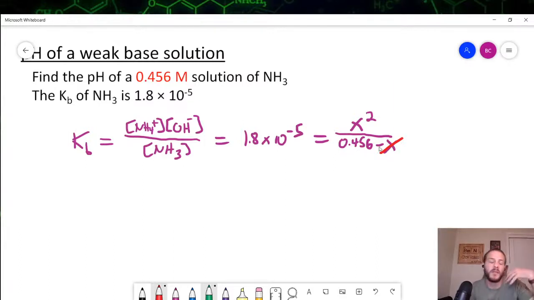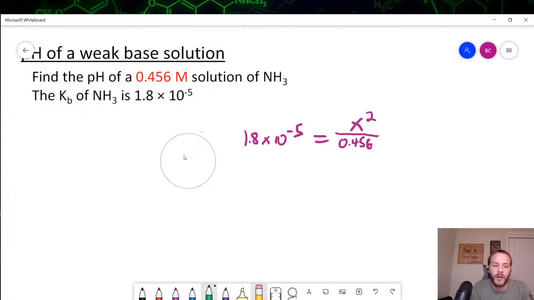0.46 minus X is essentially 0.456. That's what I'm thinking, right? And we can test the validity of that approximation later if we want, but that's what I'm going to do. I'm going to make that approximation. So that simplifies this equation quite a bit, right? X squared over 0.456 is equal to 1.8 times 10 to the minus 5.